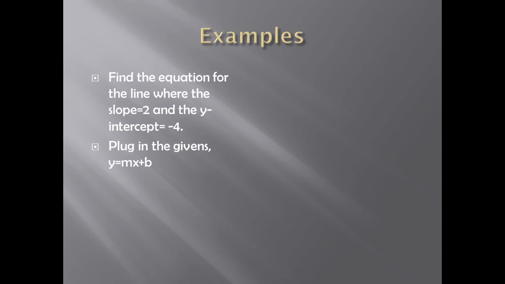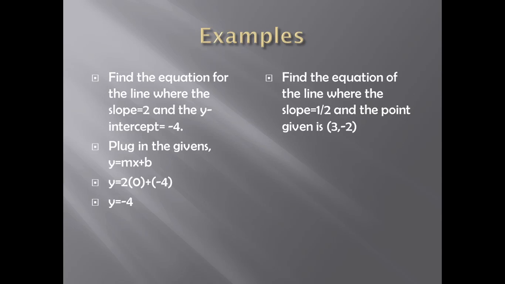But realize that we also have x even though it's not given, because the definition of the y-intercept is the y value where x equals 0. So if the y-intercept is negative 4, then that is the y value where x is 0. So we should have y equals 2 times 0 plus negative 4. That should give us y equals negative 4, because 2 times 0 is 0 plus negative 4. There you go.